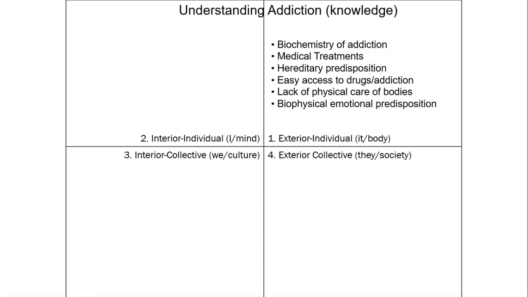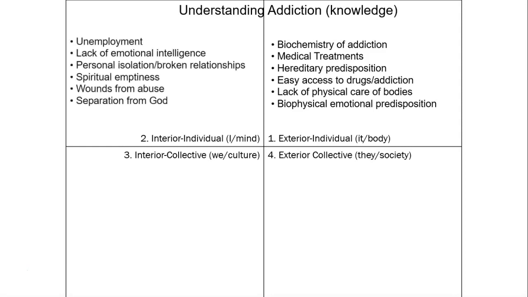So the biochemistry of addiction, you might have medical treatment, hereditary predisposition. It may be a problem that there's too easy access to drugs. People aren't taking good care of their body, have poor nutrition, and they might even have an emotional predisposition to addiction. So you can deal with that side of the problem.